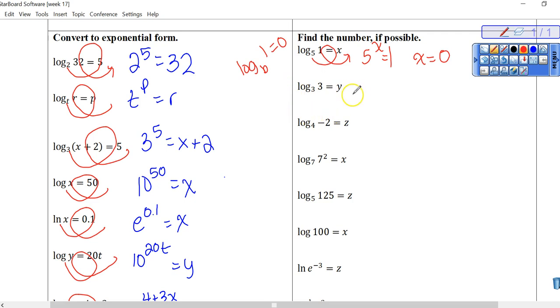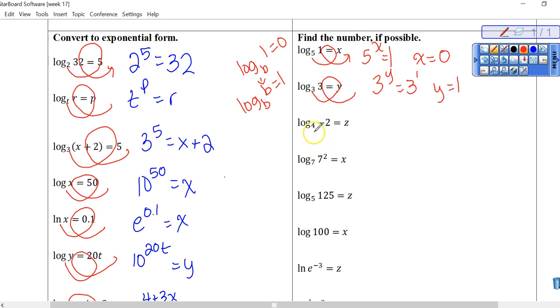Okay, let's take a look at this next one. Convert. So what power do I raise 3 to get 3? So if we convert, 3 to the y equals 3 to the 1 for sure. Y equals 1. Here's another one. If the log and the base are the same, log base b of b, the answer will always be 1. That's a log property. Memorize it. Next one.